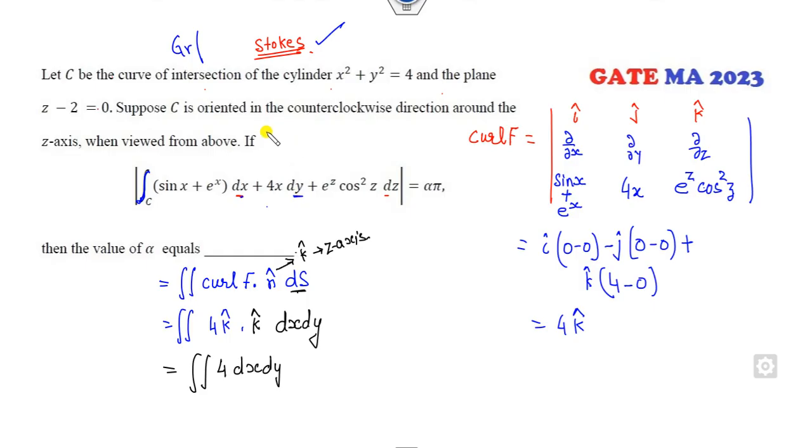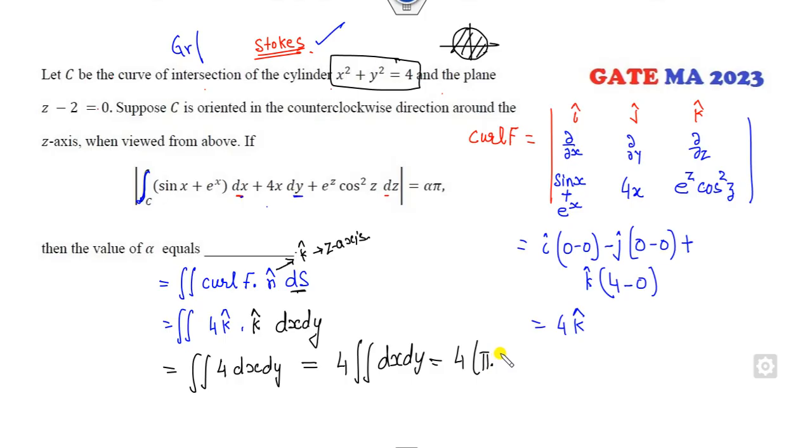Now the graphical representation of xy is a circle. This is the feasible area. So I can take 4 as common. This is the area of the circle. What is the area of the circle? Pi r square, where r is 2, so 2 square. 4 into 4 is 16, so 16 pi is the right answer. But they are talking about alpha, so you can compare them. Alpha is 16, which is the right answer of this problem.